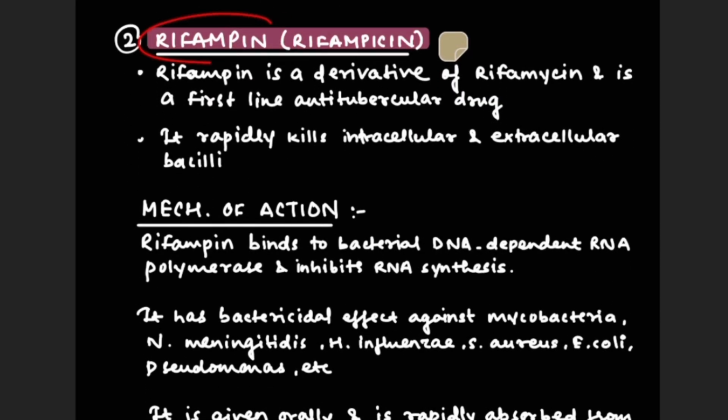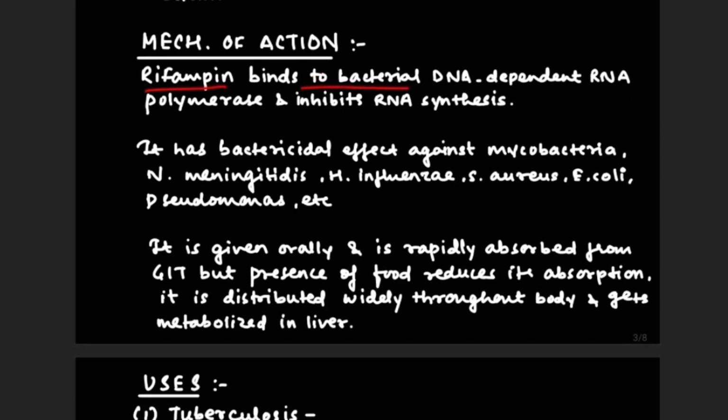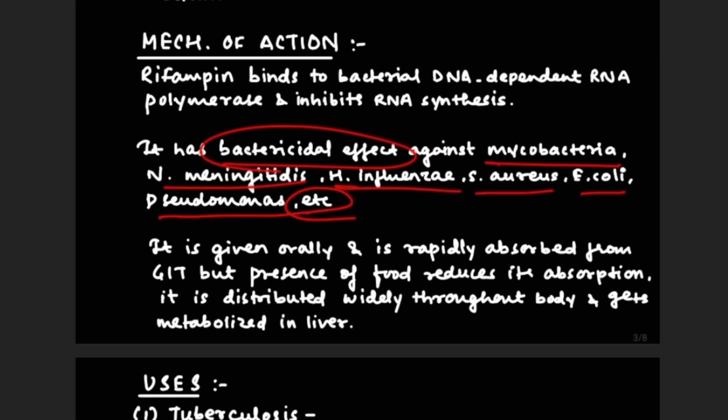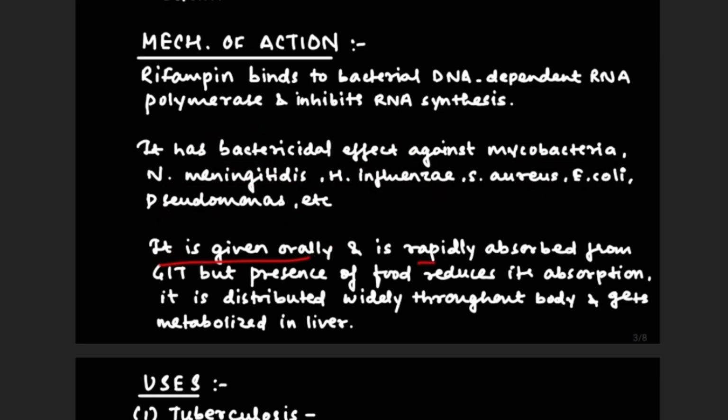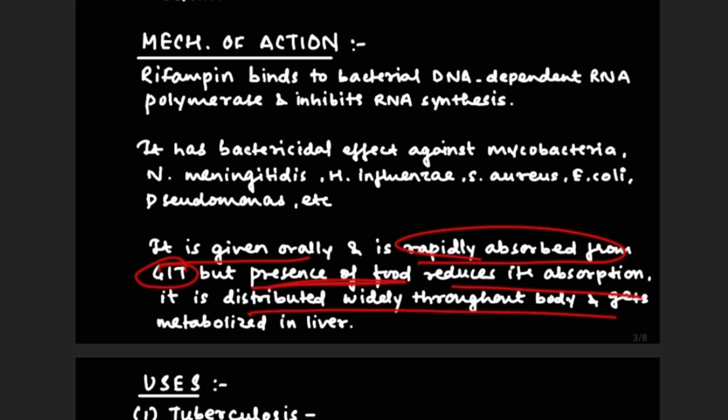Now we are going to see about rifampin. So rifampin is a derivative of rifamycin, which is a first line anti-tubercular drug, as it rapidly kills intracellular and extracellular bacilli. So now we are going to see about mechanism of action. It will bind to the bacterial DNA dependent RNA polymerase and it will inhibit the RNA synthesis. As well as rifampin has a bactericidal effect against the mycobacteria and meningococci, H. influenzae and S. aureus and E. coli, Pseudomonas and many more. It is given orally and it is rapidly absorbed from the GIT, but the presence of food reduces its absorption and it is distributed widely over the body and it will get metabolized in the liver.